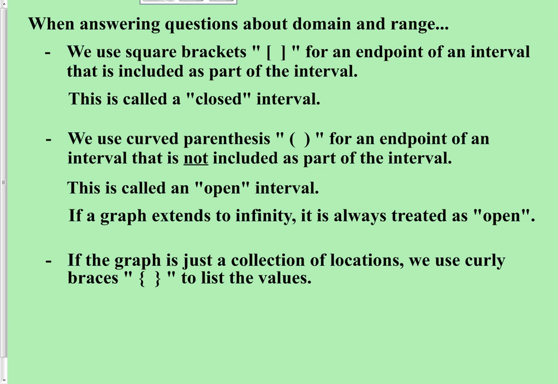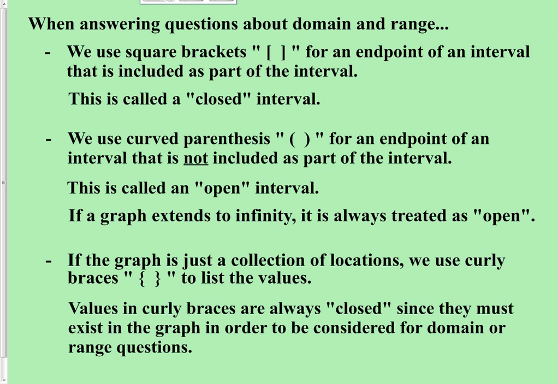So in this particular case with domain and range, a lot of times we have curly braces when we're just going to have a series of specific values, but not the space in between those values. So those numbers are listed off and delineated by commas in between them. Values in curly braces are always considered to be closed since they obviously must exist in the graph in order to be considered for a domain or a range response in the first place.